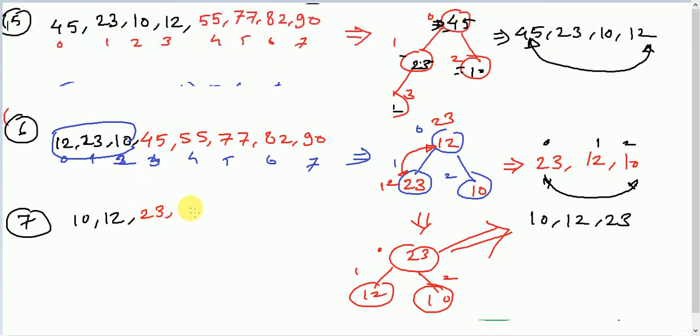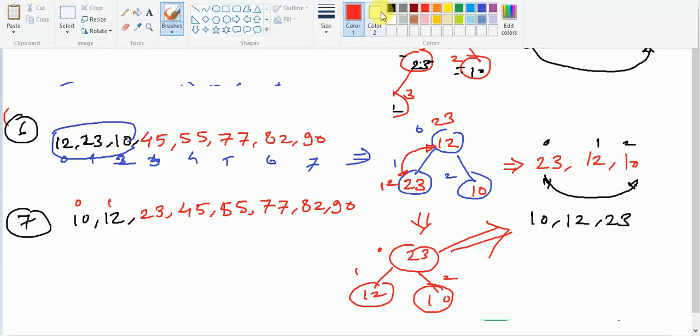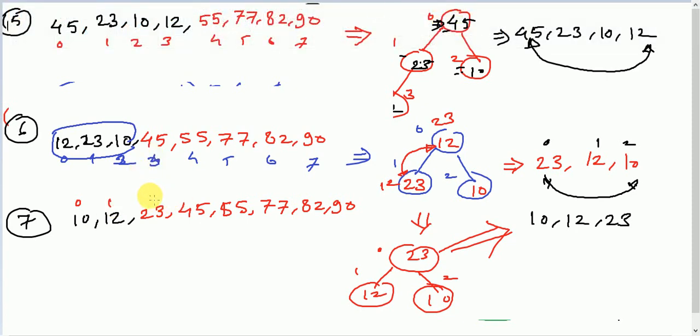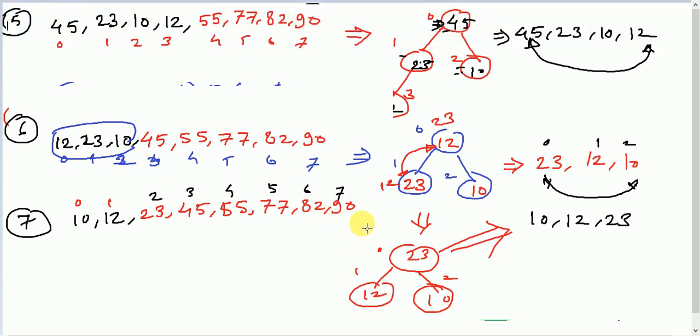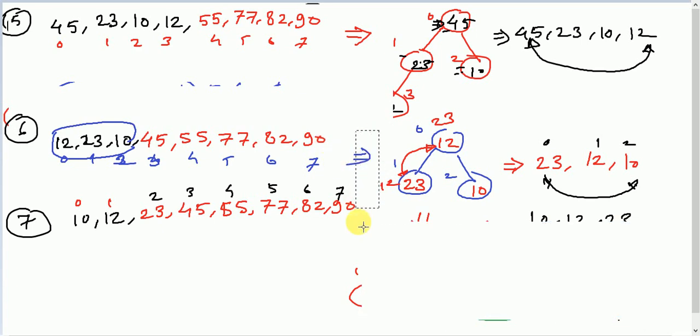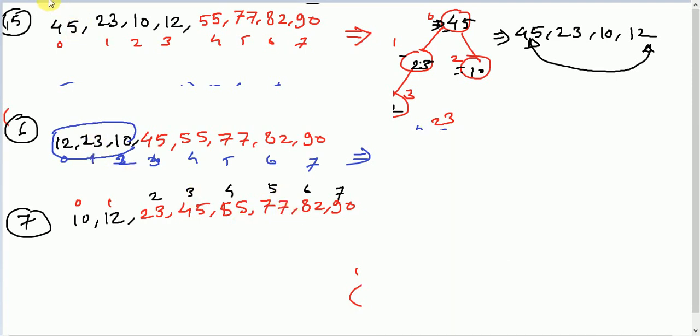I'll get 23, 45, 55, 77, 82 and 90. This is index 0, index 1 and the remaining indexes are 2, 3, 4, 5, 6 and 7. Okay. Now again we will construct a heap for the elements 10 and 12. So here we will construct a heap only for 10 and 12.